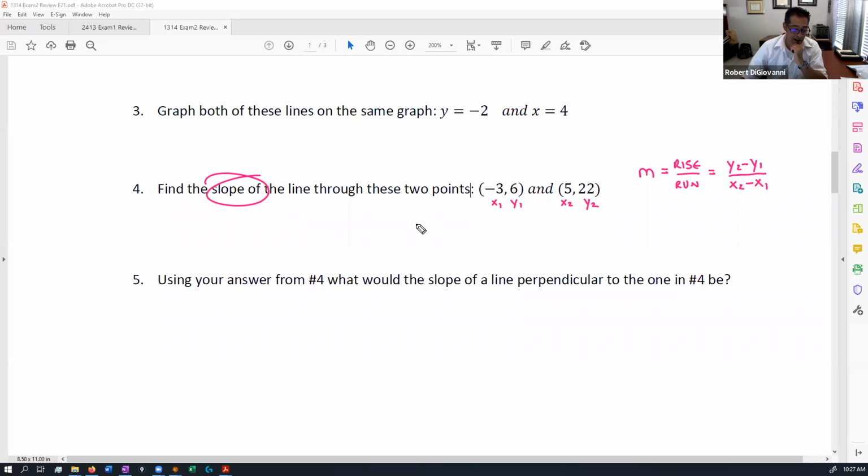Then on number 5, I say, okay, using your answer from number 4, what would the slope of a line that is perpendicular to this line be? I'm not going to tell you. You need to go back and take a look. What does it mean for a line to be perpendicular? How are the slopes related to one another? I'll let you review, right? That's what reviewing is about. Okay.